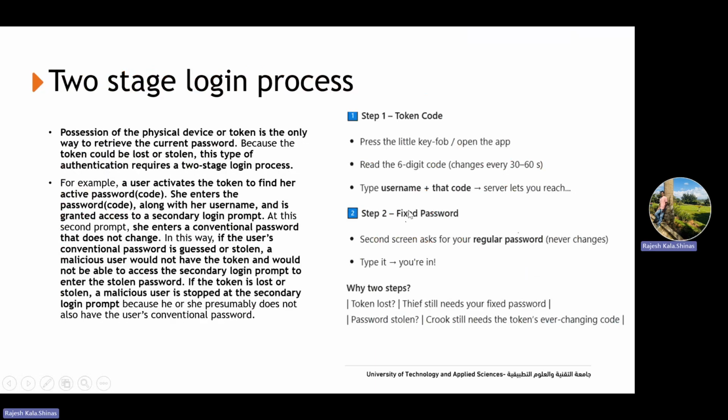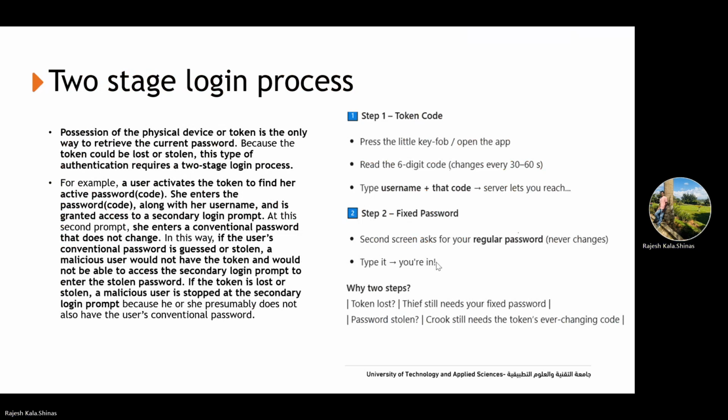After that, type the username you have for the application plus this code you got from the token device. Once that is done, the second step is to enter your fixed password, the regular password which never changes. Now you are in the system. Maybe email, it may be e-learning, it may be some other application. So we are using 2 steps. First, press the token, get a 6-digit code from the authenticator, then enter the username plus that token. Once authenticated, go to the next step: enter your regular password.